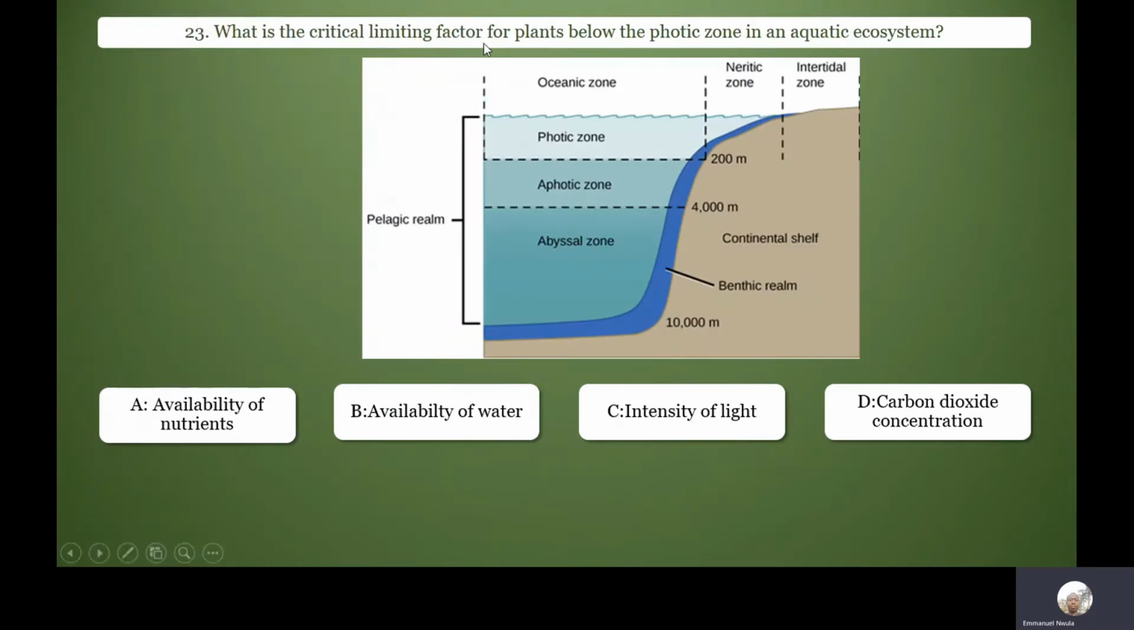What is the critical limiting factor for plants below the photic zone in an aquatic ecosystem? The photic zone is the zone where light penetrates. Below the photic zone, there is no light, and so the correct option here is C, because at that point light becomes the limiting factor. So 23 is C.